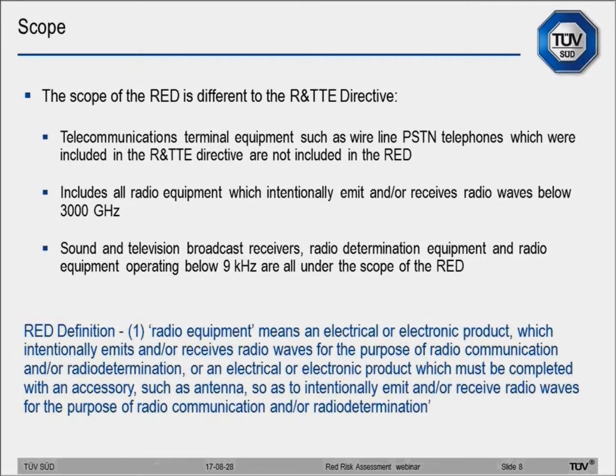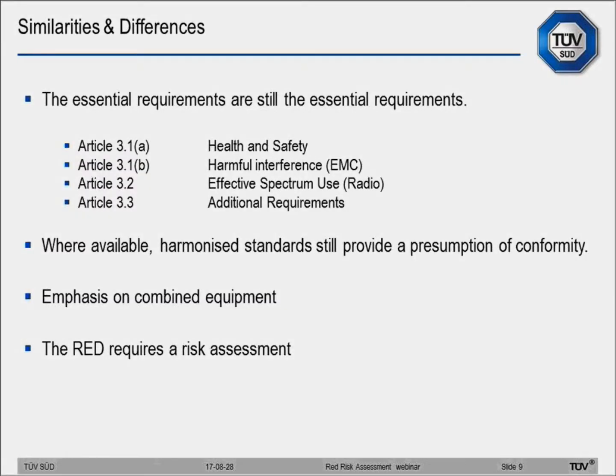To define radio equipment, this means an electrical or electronic product which intentionally emits and/or receives radio waves for the purpose of radio communication and/or determination, or an electrical or electronic product which must be completed with an accessory, such as an antenna, so as to intentionally emit and/or receive radio waves for the purpose of radio communication or radio determination. As with the R&TTE Directive, technical compliance with the RED is established with a set of essential requirements. The essential requirements are concerned with health and safety, harmful interference, or EMC, effective spectrum use, as well as other less common additional requirements for particular products.